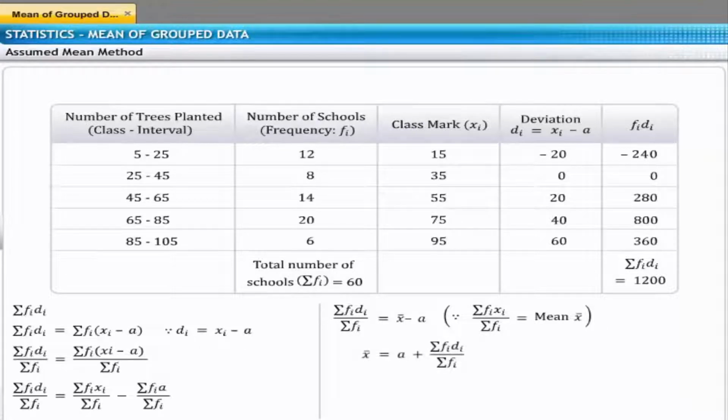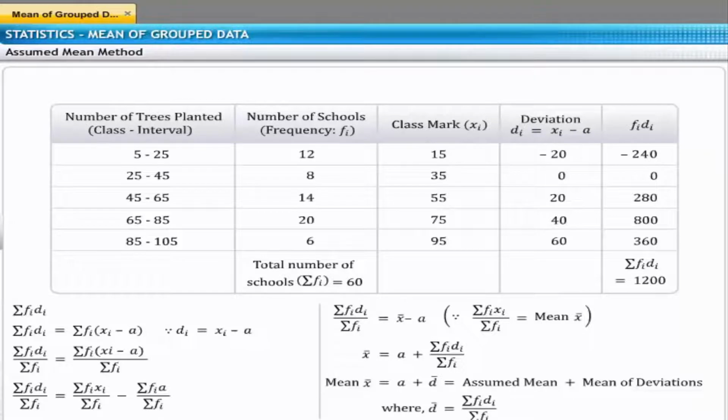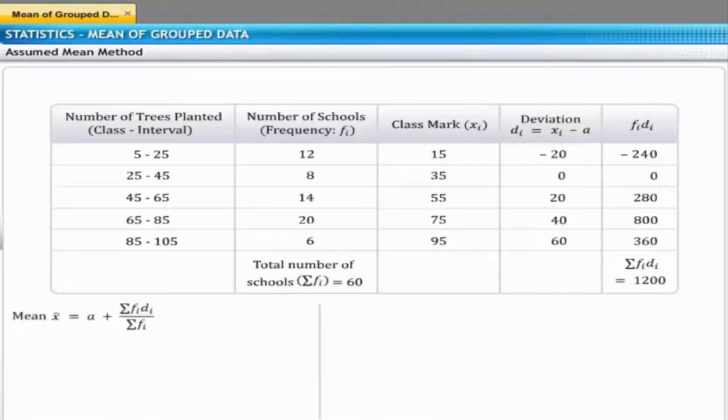Here, x bar is the mean, a is the assumed mean, and summation fi di divided by summation fi is the mean of deviations. Thus, we arrive at a formula where the mean of the given data is equal to the sum of the assumed mean and the mean of deviations. Now, let's use this formula to calculate the mean of the given grouped data. Substituting the values and calculating, we get the mean of the given grouped data as 55.